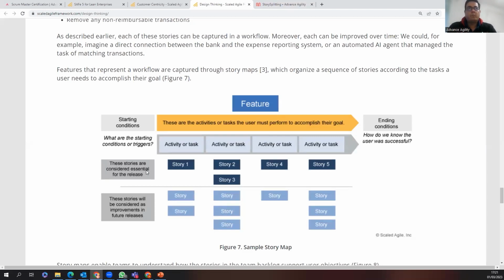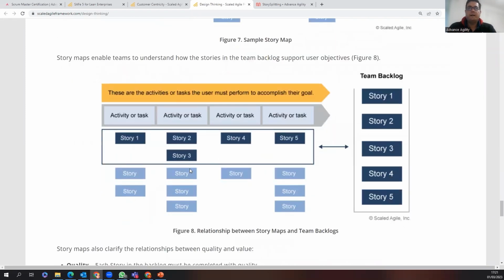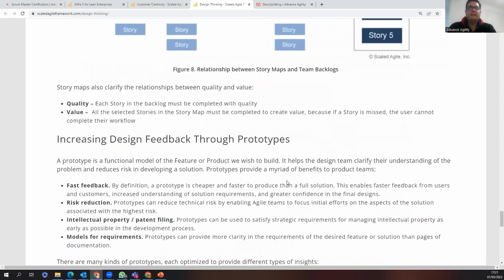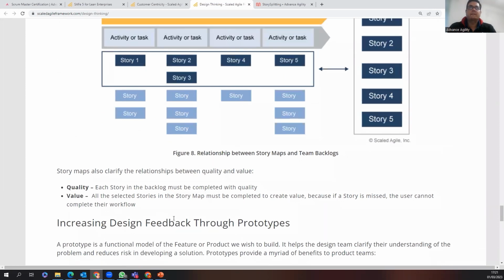After that, we write what are the stories that are considered essential for the release of these features. And then what are the stories that can be considered as improvement areas. So once we have done that, it becomes our release plan as well, mostly. So these are the stories that are must have that should be done first, and these are the stories that can be done later, and mostly all the stories we might not be doing as well. So we create a team backlog with respect to these stories, and then later we can also try to get feedback through prototypes, etc.